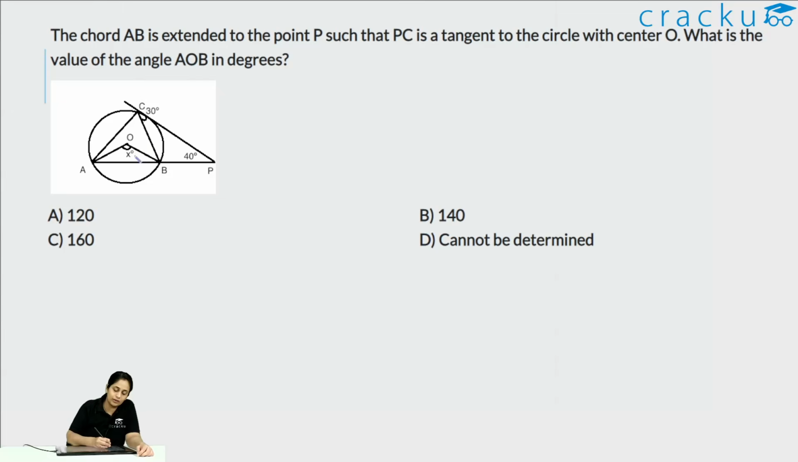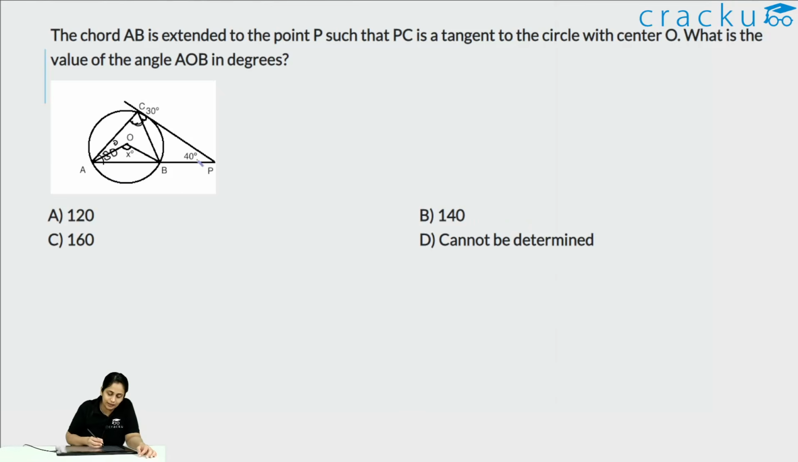So we have to find out this x. If we find out this angle, then x will be 2 times ACB. So let us try to find out that angle. See, if this is 30 degrees, CB is the chord, CP is the tangent, then according to the alternate segment theorem, what is this angle? This angle will also be 30 degrees.